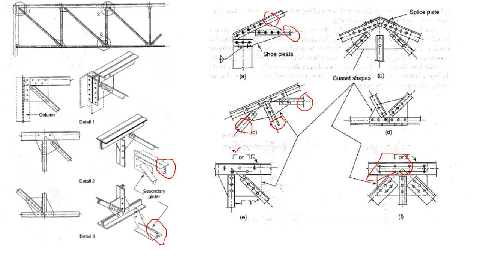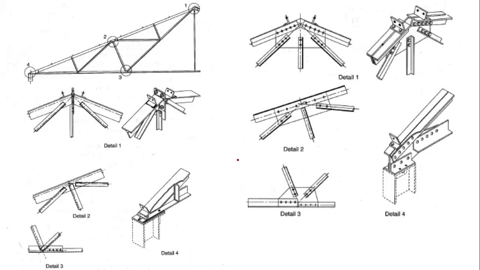This type of member will be used over there. So these are the different members we'll be using in the trusses. Here also this is a member, angle section provided back to back. I hope this arrangement of the angles is clear.